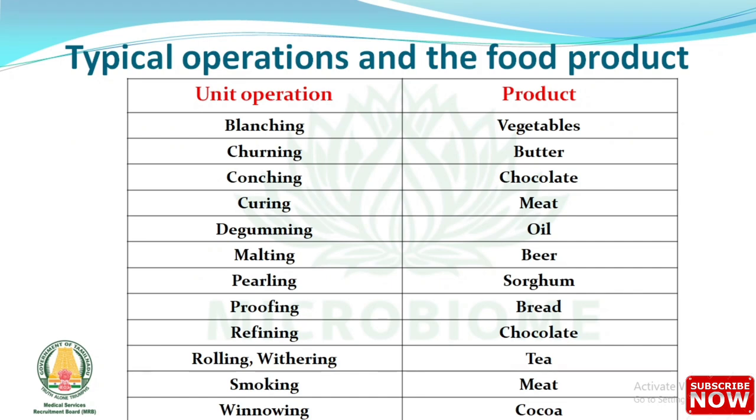And next about typical operations and the food product. Blanching is done in vegetables. Churning is done in butter. Conching in chocolate. Curing is done in meat. Degumming is done in oil. Malting is done in beer. Pearling is done in sorghum. Proofing is done in bread. Refining is done in chocolate. Rolling and withering process is done in tea. Smoking is done in meat. And winnowing process is done in cocoa.